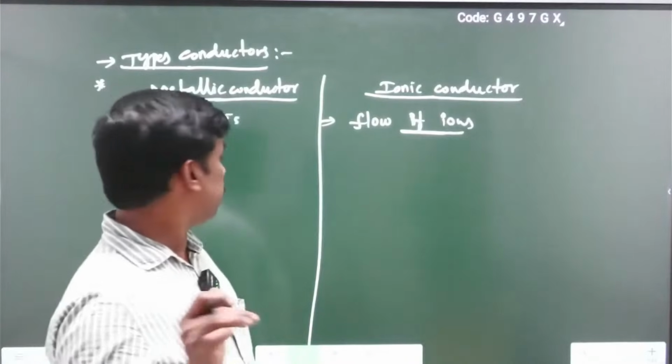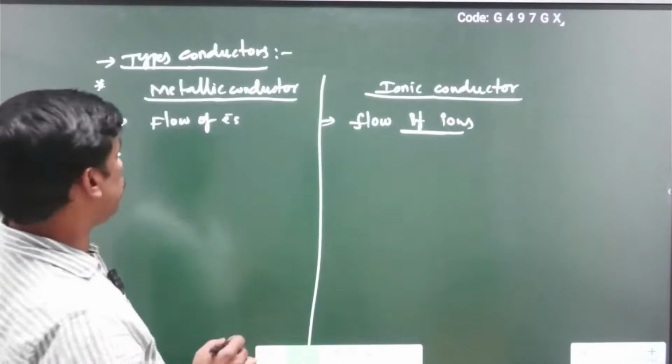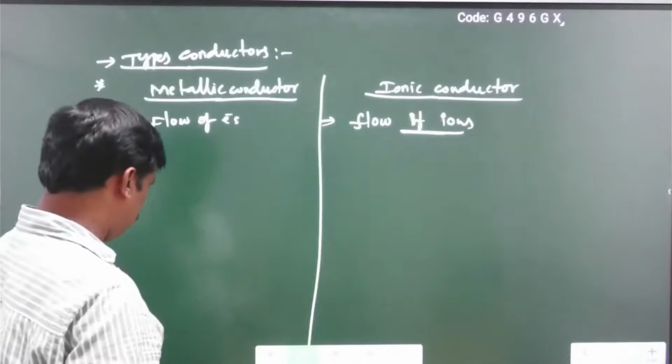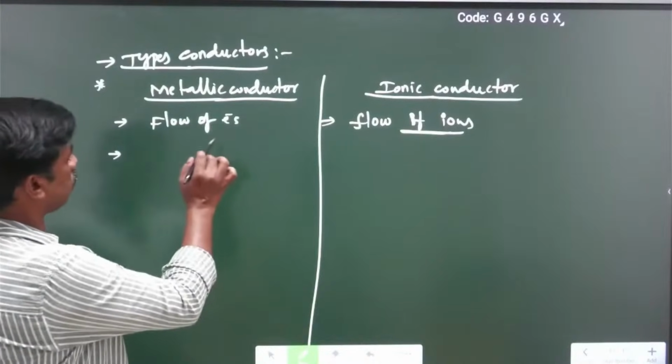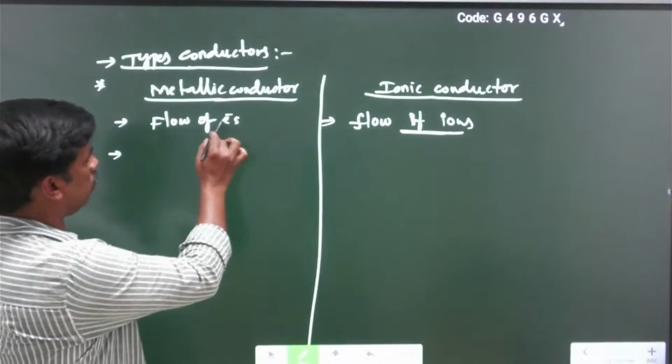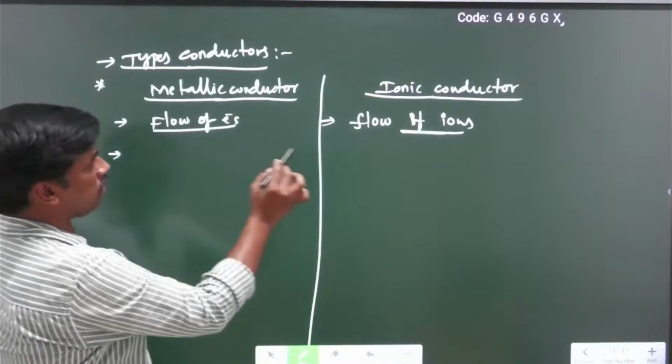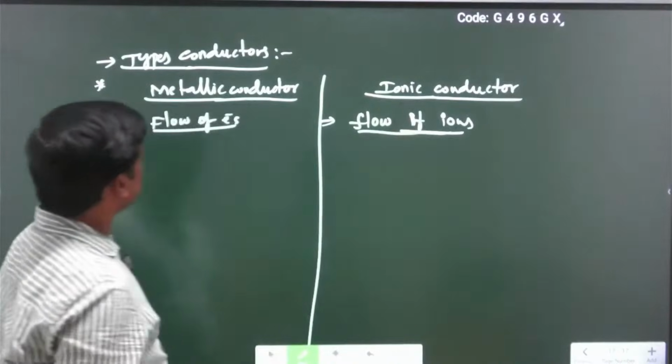Now I am going to continue the class. Here are the differences between metallic and ionic conductors. In metallic conductors, the flow of current takes place by flow of electrons, and in ionic conductors, by flow of ions.